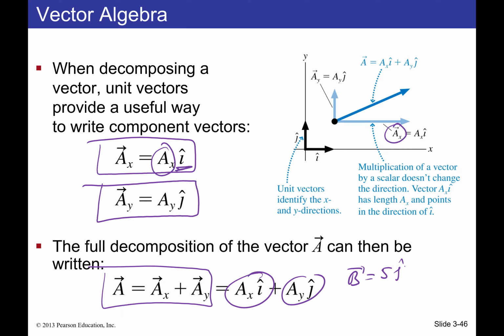It's basically only 5 j hat, which means it's a vector along the y-axis. There's also a z-axis, and that vector here is k hat, in the positive z direction. That means in a way we can have three-dimensional vectors, which we'll learn in the next chapter. And this is basically az k hat. So k hat is for the z-axis.